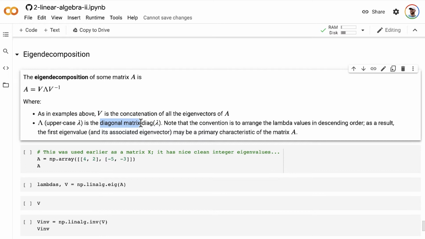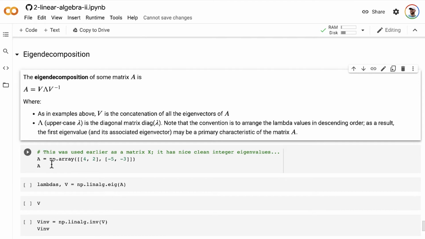Check out the diagonal matrix video earlier on in this machine learning foundation series if you're unfamiliar with this concept. Note that the convention is to arrange the lambda values, the eigenvalues within the lambda vector, in descending order. As a result, the first eigenvalue and its associated eigenvector may be a primary characteristic of the matrix A. Okay, so let's now show that this equation is true.